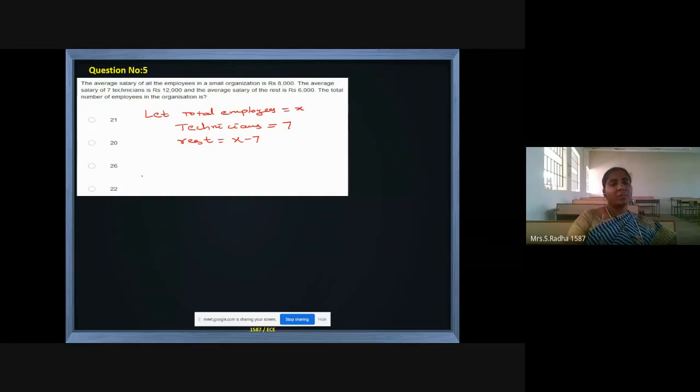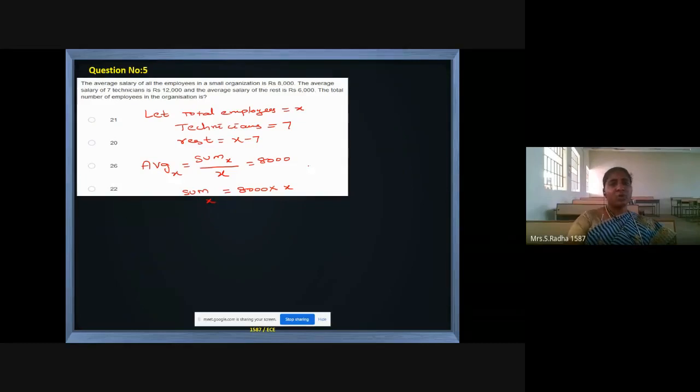Now coming to the first sentence, average salary of all the people. Average salary of X people in the company is nothing but the sum of their X salaries divided by the number of quantities. Sum of the quantities by number of the quantities, which is nothing but 8,000, already given. So the sum of X people's salaries is 8,000 into X, the sum of the salaries of total employees.